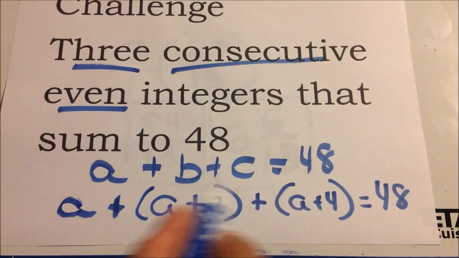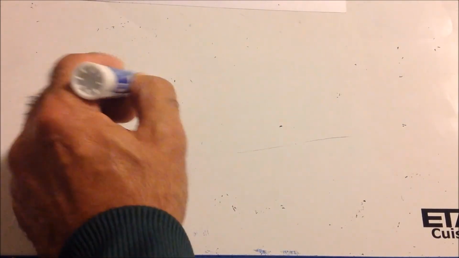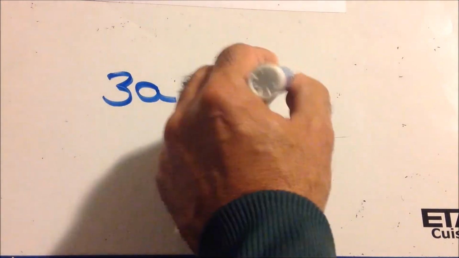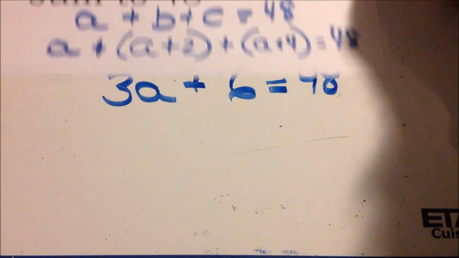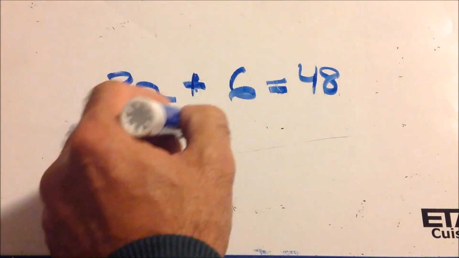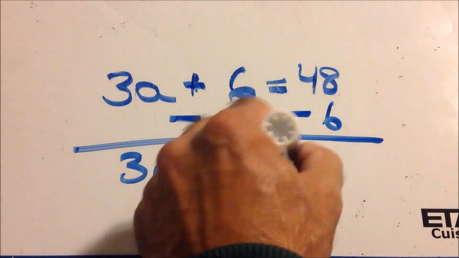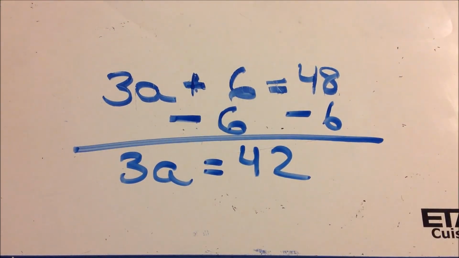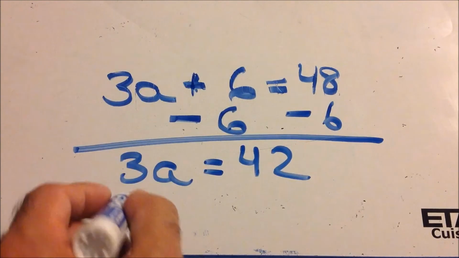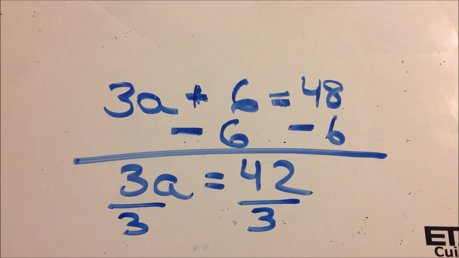We can combine like terms. There's 3 A's here. Now there's 3 A's plus 6 equals 48. Where did the 6 come from? Well, we had a 2 and a 4. Now, here's our equation. We can subtract the 6 on both sides. 48 minus 6 is 42. So, divide by 3 on both sides. And what is A? Once you know A, you know B, and you know C.